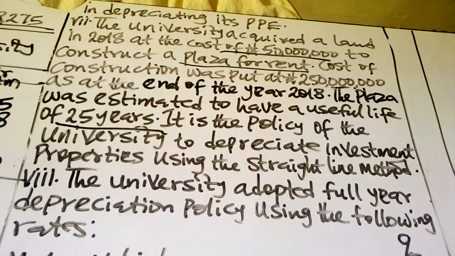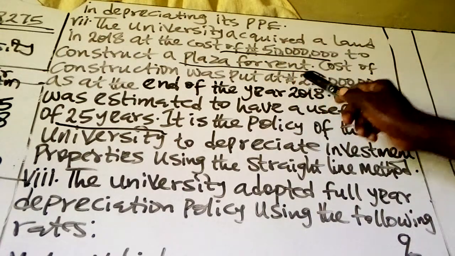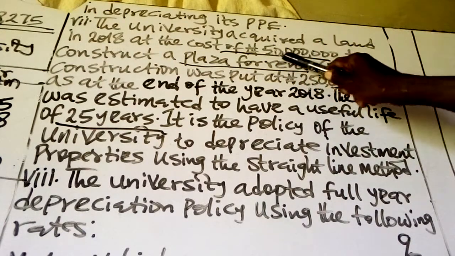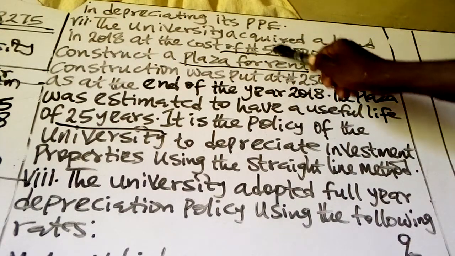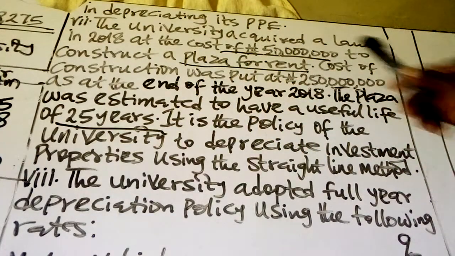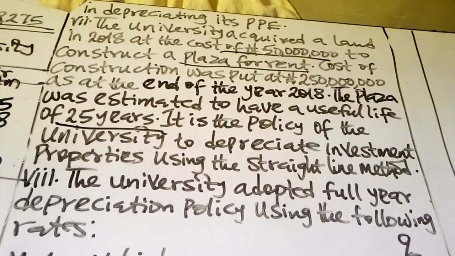Now, we first of all record the acquisition of the investment property. Investment property is an asset to the entity. Since it is an asset to Okuku State University, you are going to debit the asset, then you credit the mode of payment, which is bank. Debit investment property and credit the bank, because the asset increases upon acquisition of the investment property. So we debit investment property, that is note 7.